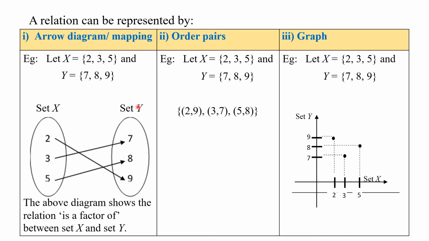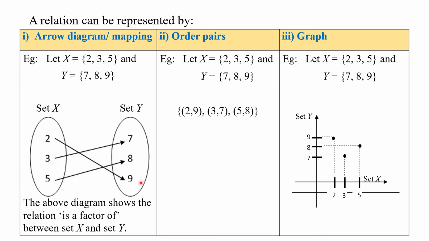So when we have set x and the elements are 2, 3, 5, and set y, the elements are 7, 8, and 9. So to make an arrow diagram or a mapping diagram, we should know which one is which. So when set x, we group it together, the elements 2, 3, and 5, and set y, we group it together as well, 7, 8, and 9. So we know that the above diagram shows that the relation is a factor of between set x and set y. That means the elements of set x are the factors of elements of set y. Alright, so for example, maybe 2 is the factor of 9, so we map 2 to 9.